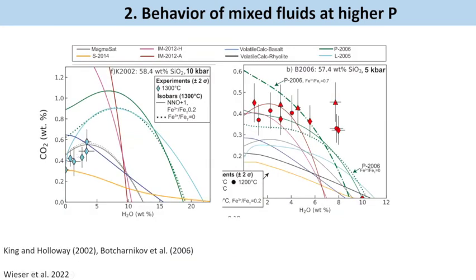So here are some experiments. You can see on the left-hand side, we have King and Holloway. And you can see from these blue diamonds that as we are increasing water, CO2 solubility is obviously going up. And we've just overlain the isobars from different models. So you can see MagmaSat is predicting this, and Papale is predicting this slope as well. But in contrast, the Borchardt experiments at 5 kilobars, as you increase water solubility, CO2 solubility is staying almost completely constant. So again, there are lots of discrepancies about what is actually happening.